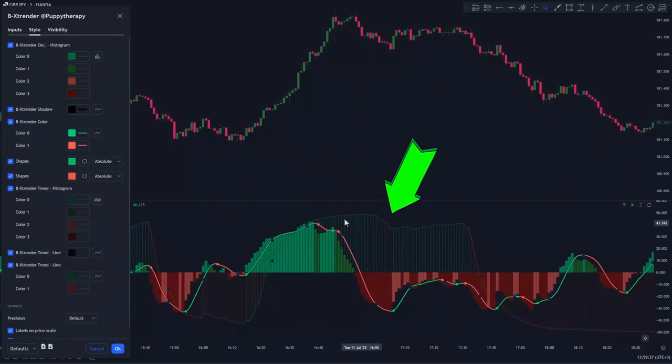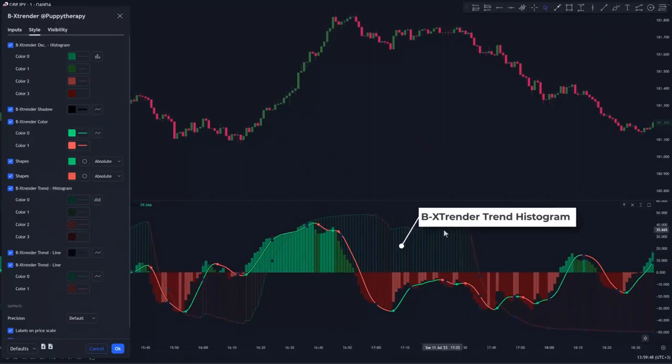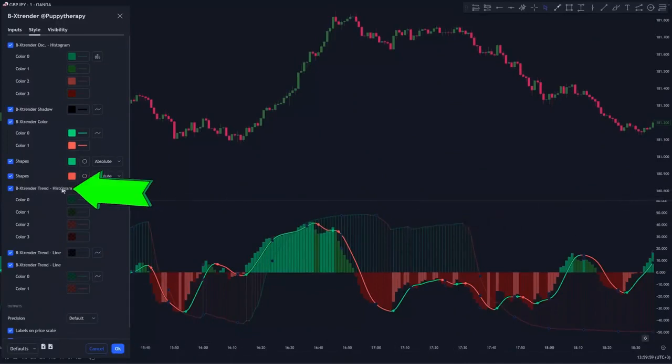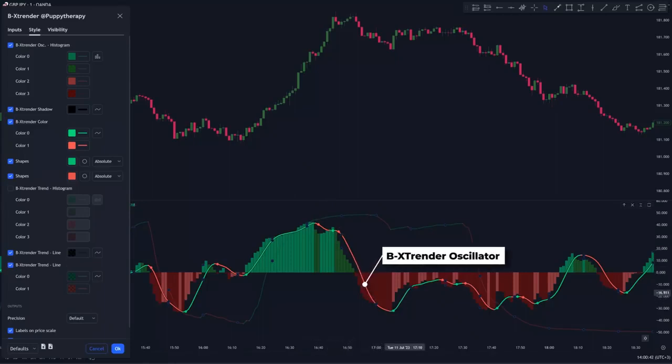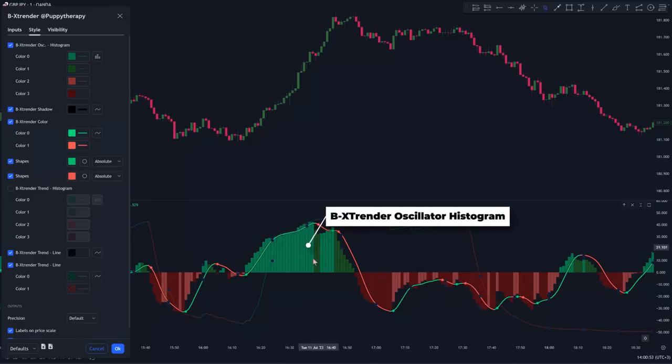So this histogram that changes color from green to super dark green is called the BX Trender Trend Histogram. I know that because it's written right here. As you can see here, if I toggle this on and off, it's the one that gets affected. Next, this line on top of the BX Trender Trend Histogram is called the BX Trender Trend Line, as indicated right here. Now, what about this line? Well, this is called the BX Trender Oscillator, and the histogram behind it is called the BX Trender Oscillator Histogram.